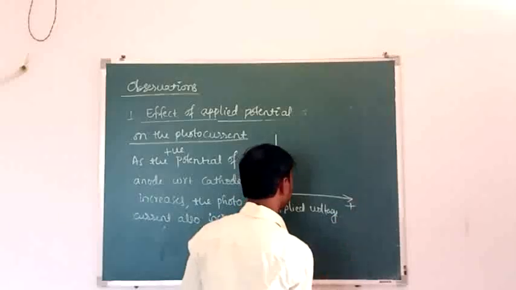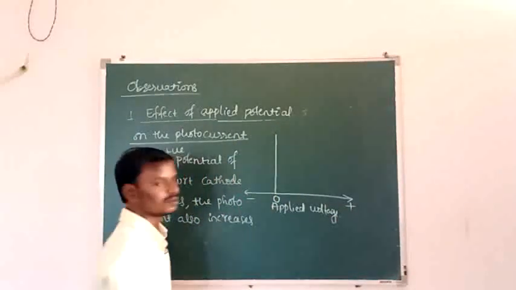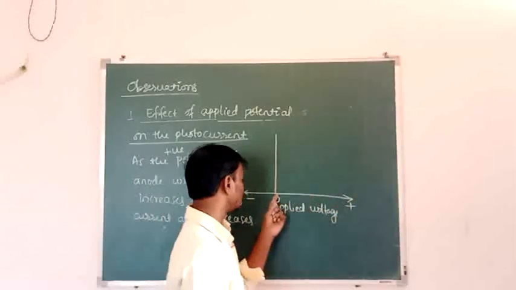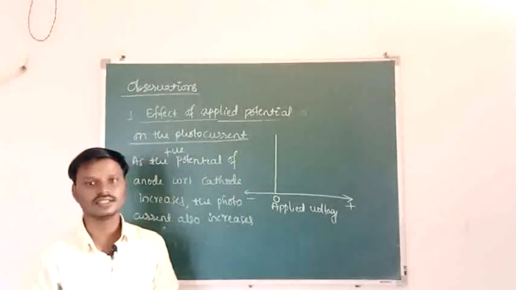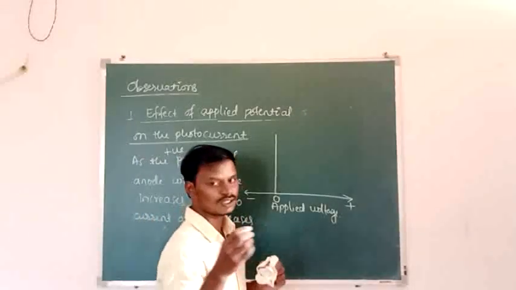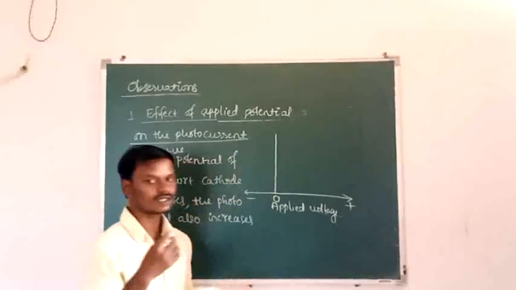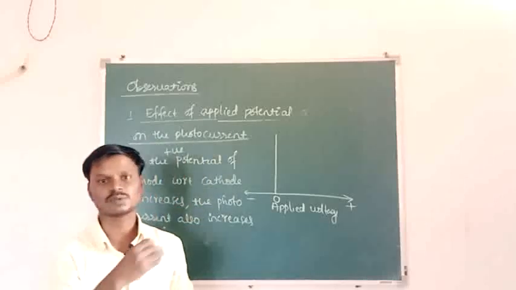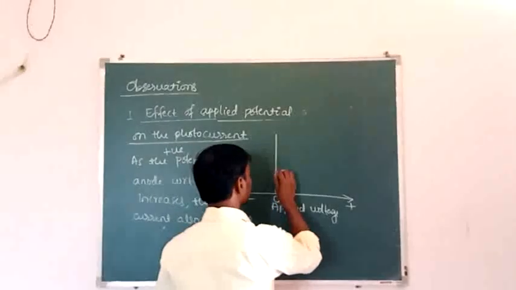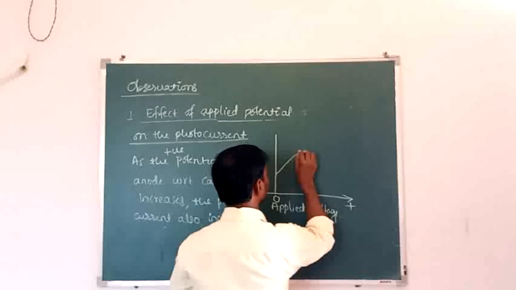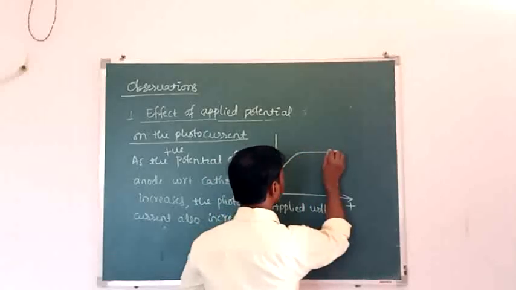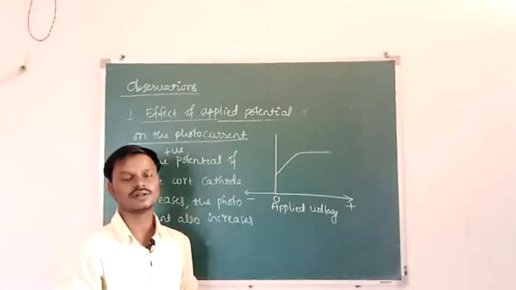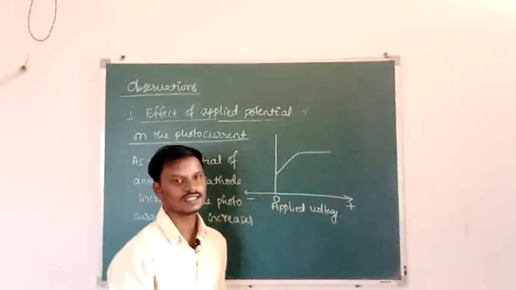Here the voltage is positive, but here the voltage is negative, means the potential of the anode is positive here, but here the potential of the anode is negative. As the positive potential of the anode increases, the photocurrent also increases, because anode collects the more number of ejected electrons from the emitter plate. See here, and when it collects all the electrons which are emitted from the cathode, then the current becomes maximum and it remains constant. That is why this current is called saturation current.